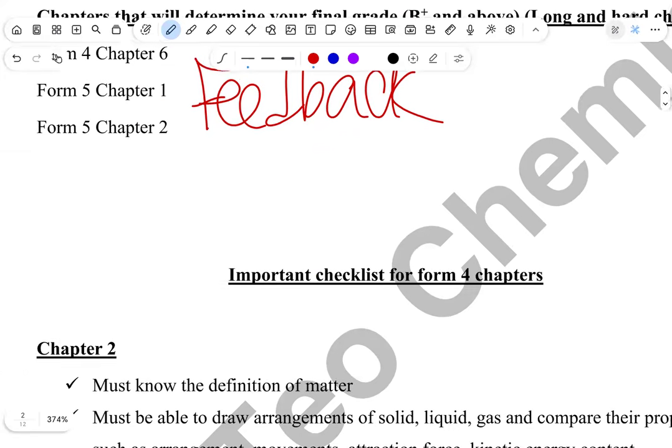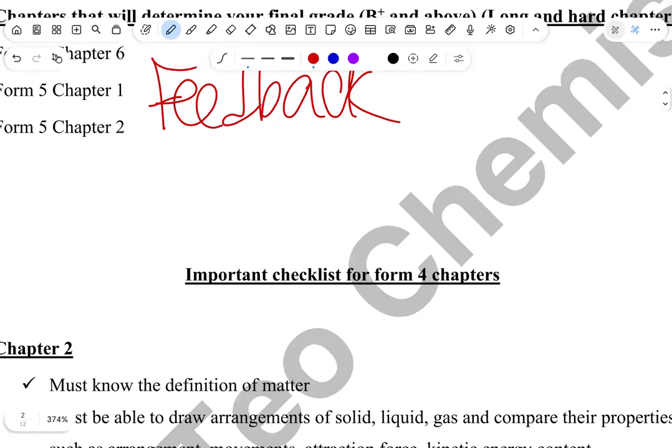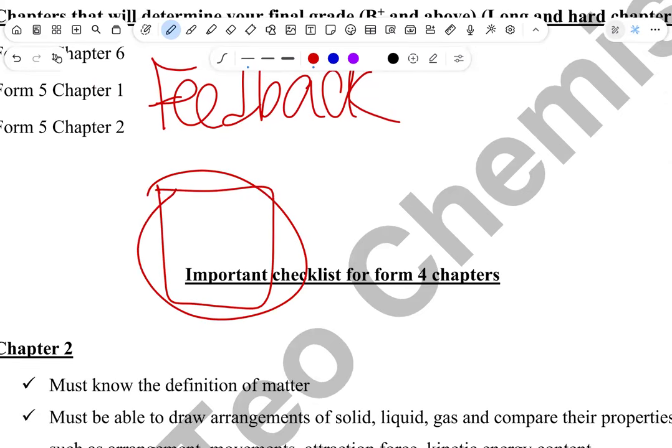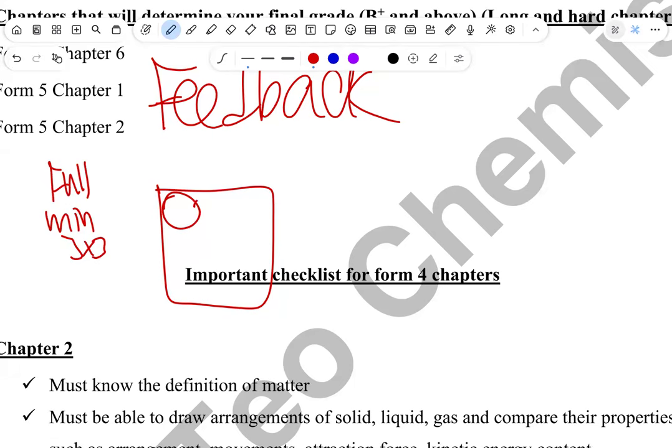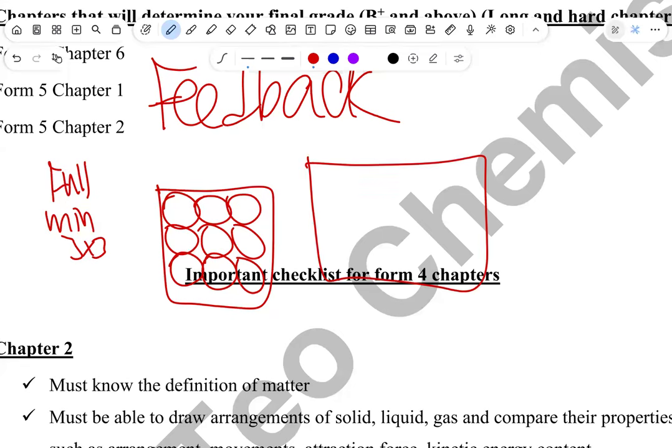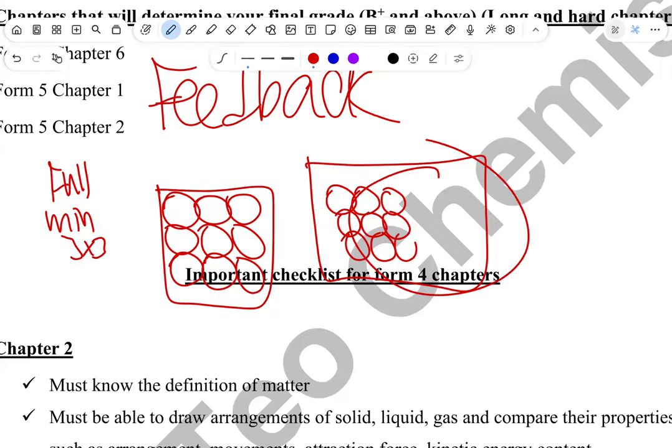Hey, are you able to draw solid, liquid, and gas? Okay, for solid, the whole box must be full and you must draw minimum 3 times 3, minimum 3 circles, 3 circles, 3 circles. More than 3 is okay. You cannot draw like this, this is wrong. Or if you draw like this, 3 times 3, it is wrong. Why? The entire box is not full. So if you draw solid, the whole box must be fully occupied. Minimum 3 times 3, more than 3 is okay.